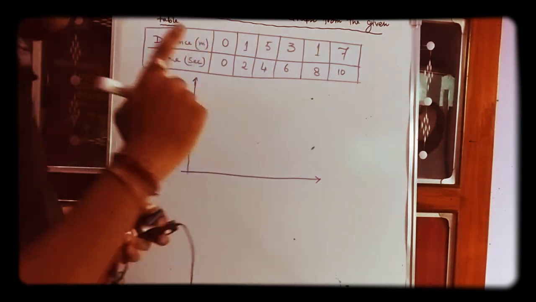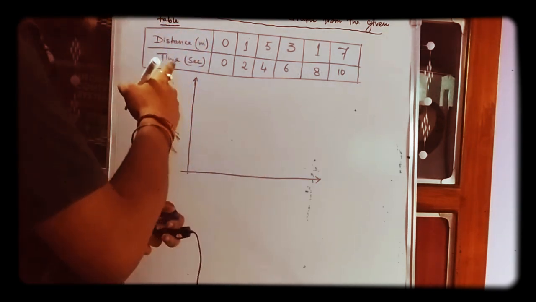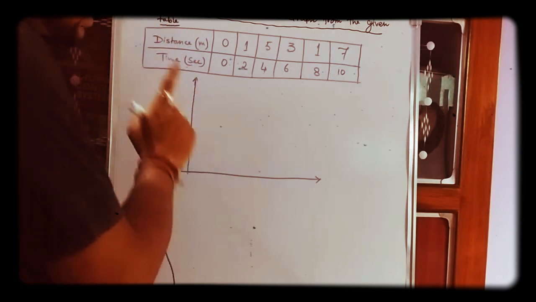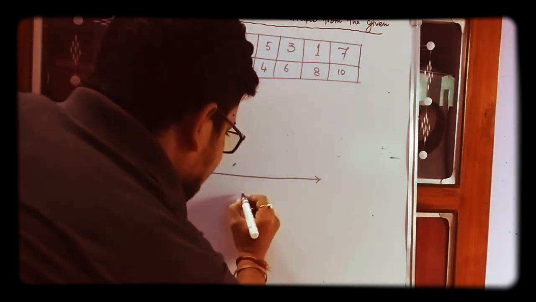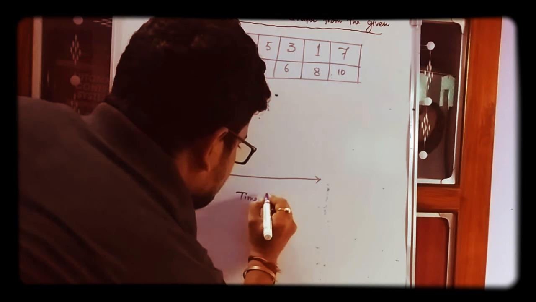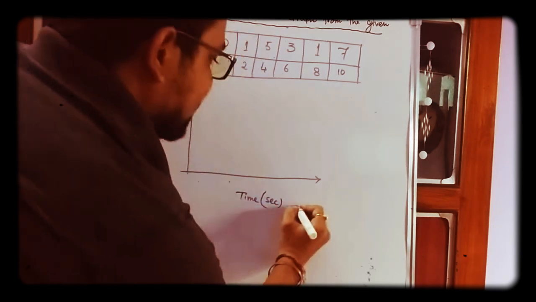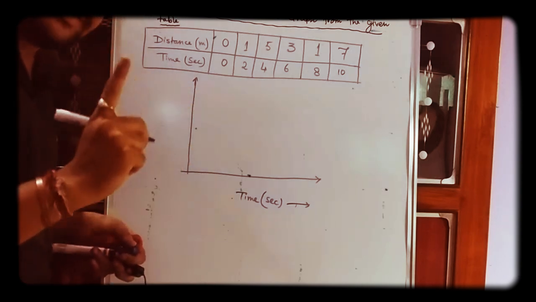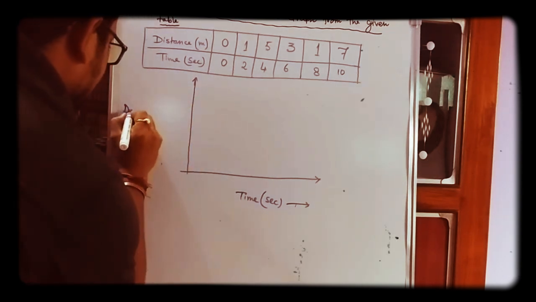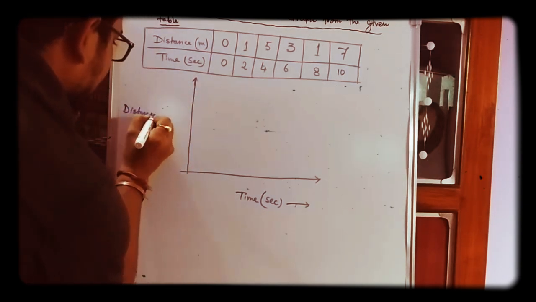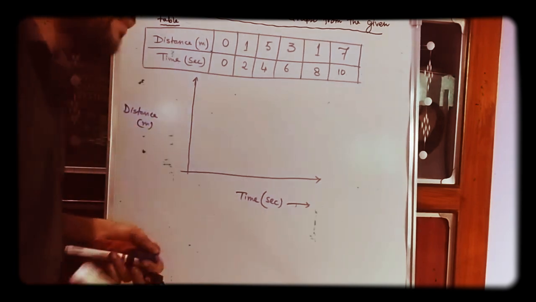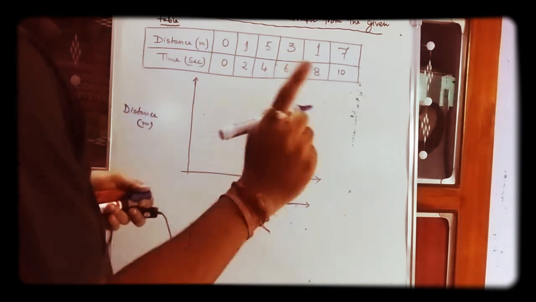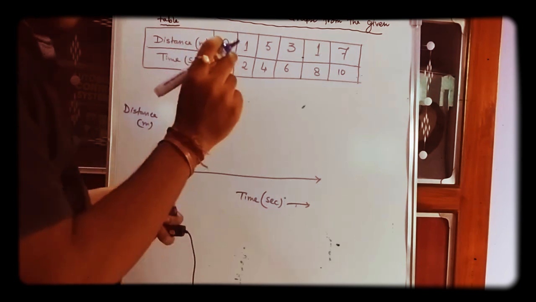And as I always tell you, time is an independent parameter, so always take it on the x-axis. Time should be taken on the x-axis. So time in seconds should be taken on the x-axis and distance should always be taken on the y-axis. So I am taking distance in meters on the y-axis. Now you can see how to point out the actual points.